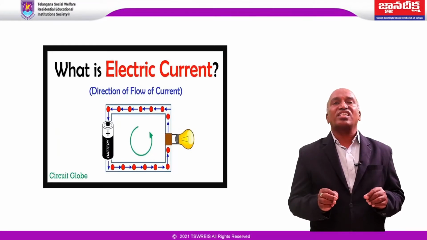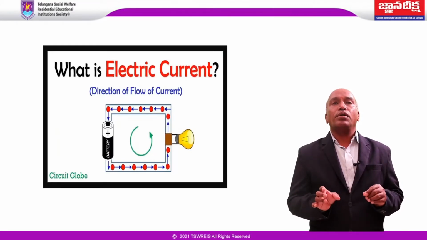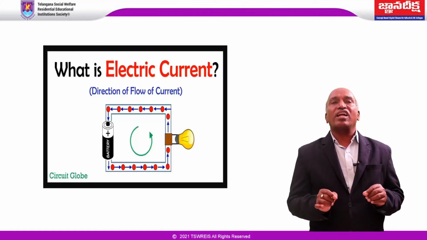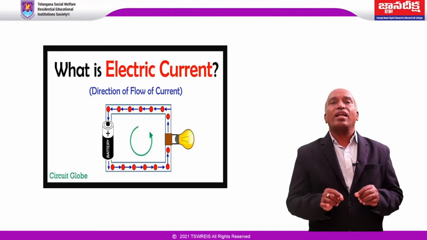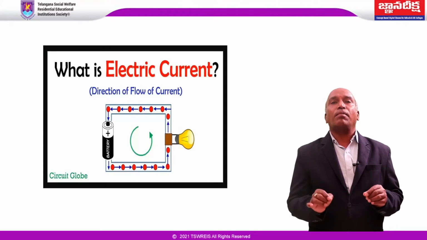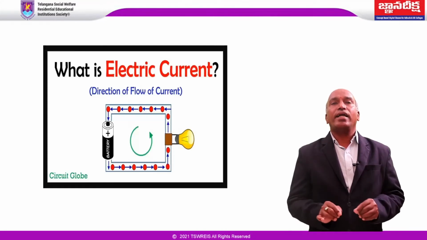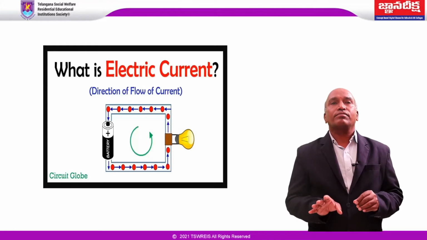This circuit consists of a small bulb connected to a cell. In this circuit, when electrons move from the negative terminal to the positive terminal, at the same time, positive charges move from the positive terminal to the negative terminal via an electric bulb. In this bulb, electrical energy is converted into heat energy and light energy.